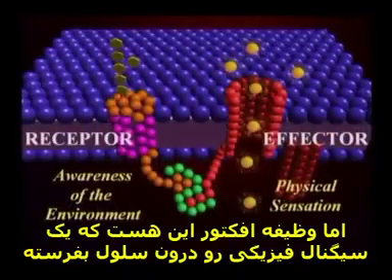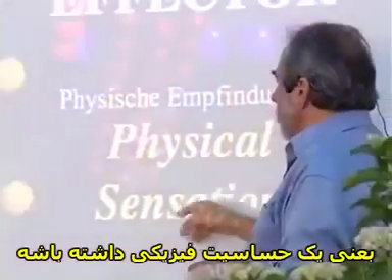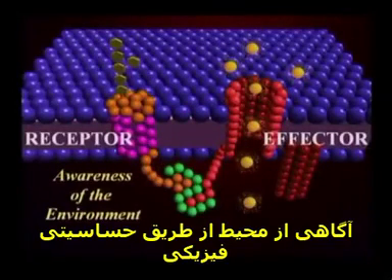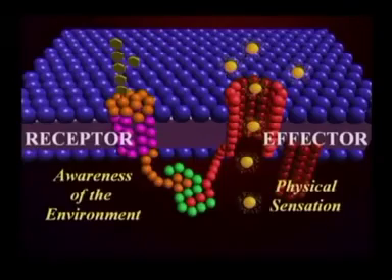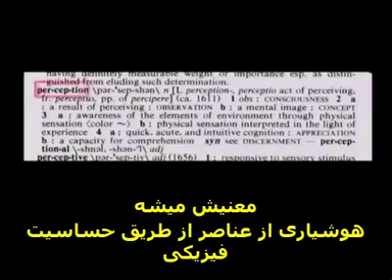The function of the effector is to send a physical signal into the cell. Or I'll call it a physical sensation. So the definition of the switch is awareness of the environment through a physical sensation. Now in the dictionary is the word perception. And the definition of perception: awareness of the elements of environment through physical sensation.